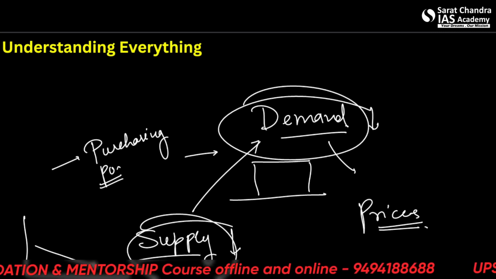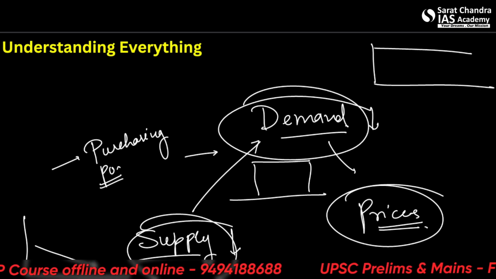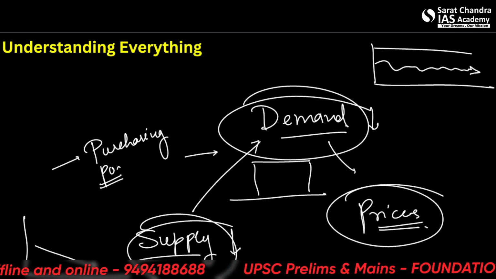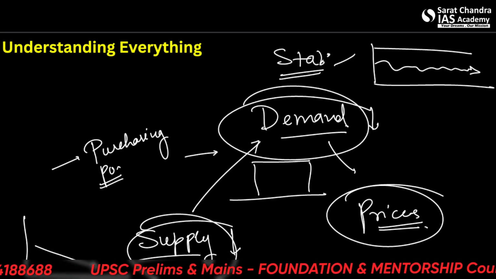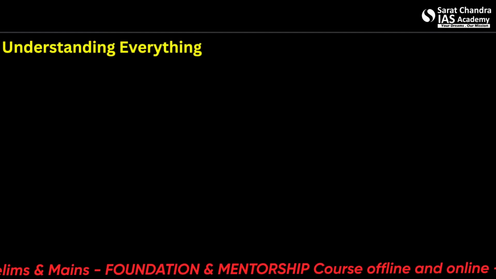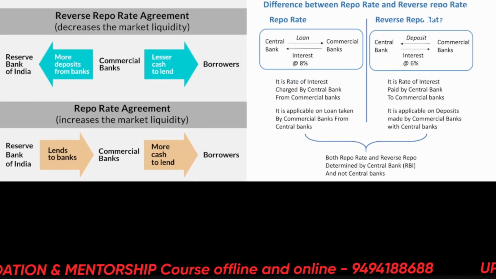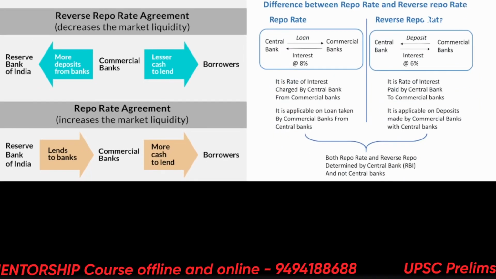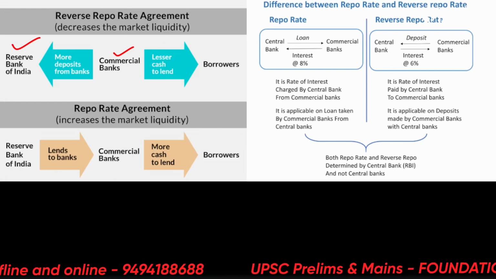So RBI has to maintain growth and also price stability. So it will keep doing both these things together so as to maintain a stability graph. The primary function of the RBI is not growth, but to maintain stability in the economy. All right. So this is what everything was. Now let's quickly understand two important things here: repo and reverse repo.